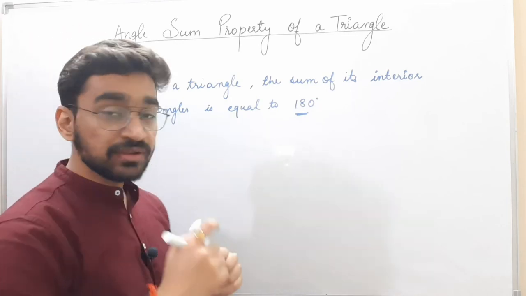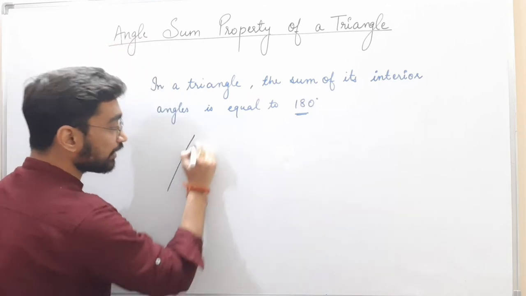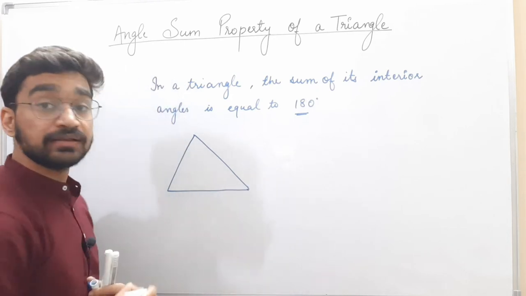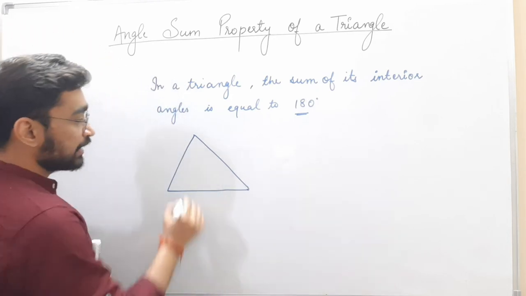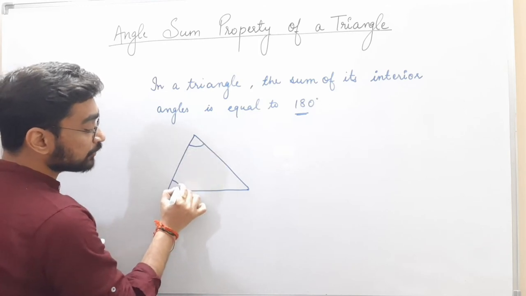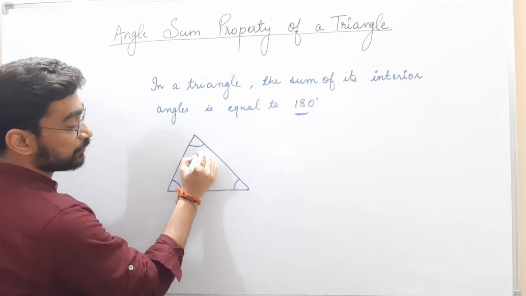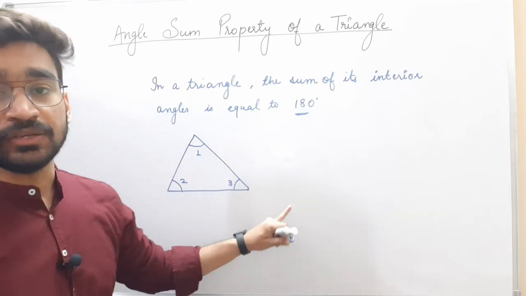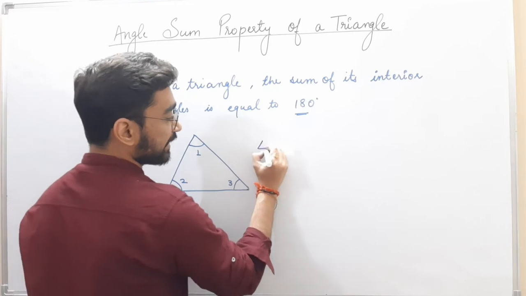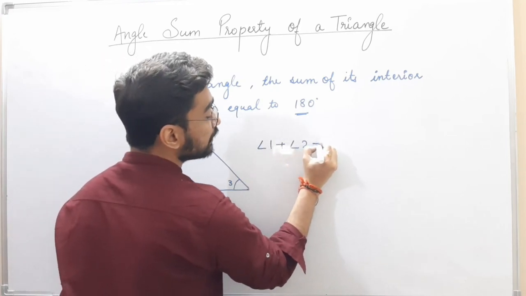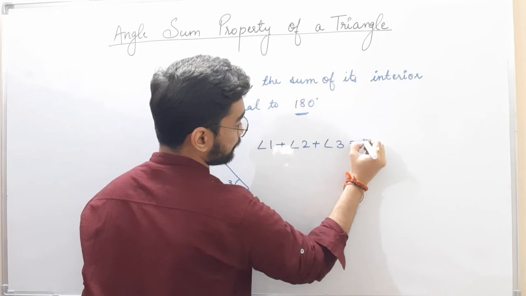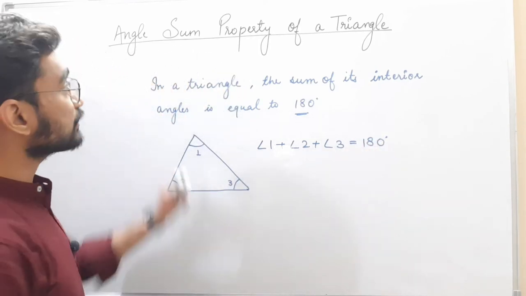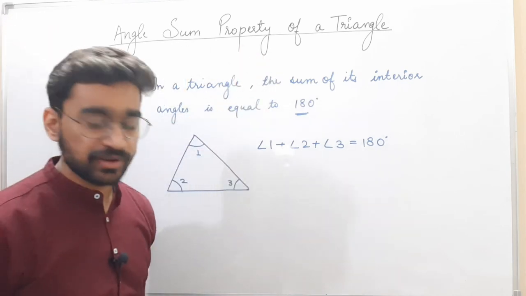It means if you have any triangle with you, it doesn't matter whether it is an acute angle, obtuse angle, right angle, or any triangle, the sum of all the interior angles of this triangle, meaning angle 1, angle 2 and angle 3, will always be equal to 180 degree. Angle 1 plus angle 2 plus angle 3 equals 180 degree. So this is our angle sum property of a triangle.